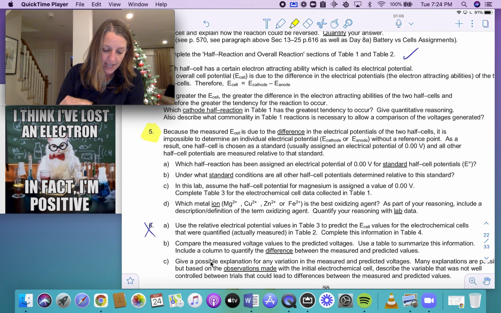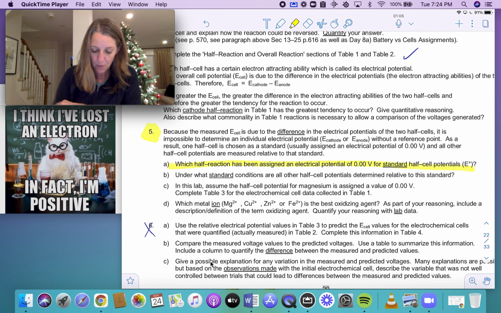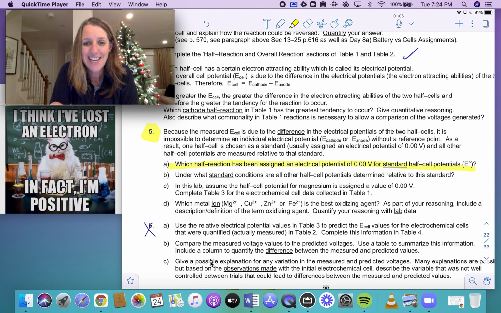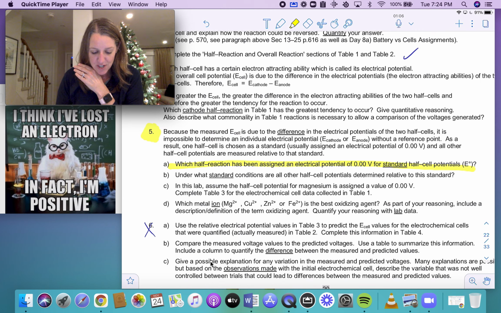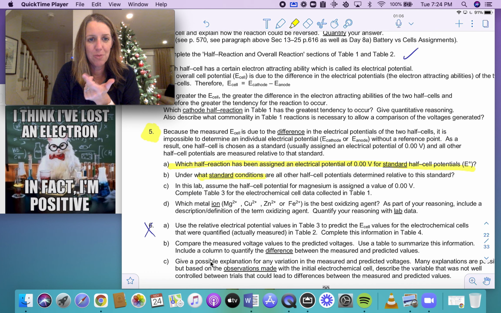Okay? In the table in the textbook, which one is given the 0.00 volts for which element? Do you remember? It's the hydrogen. That's the one that was given to you in the textbook that everything else was compared to. Under what standard conditions? Do you remember what the conditions are that would give you that value? Okay, standard temperature, pressure, and a 1 molar solution.